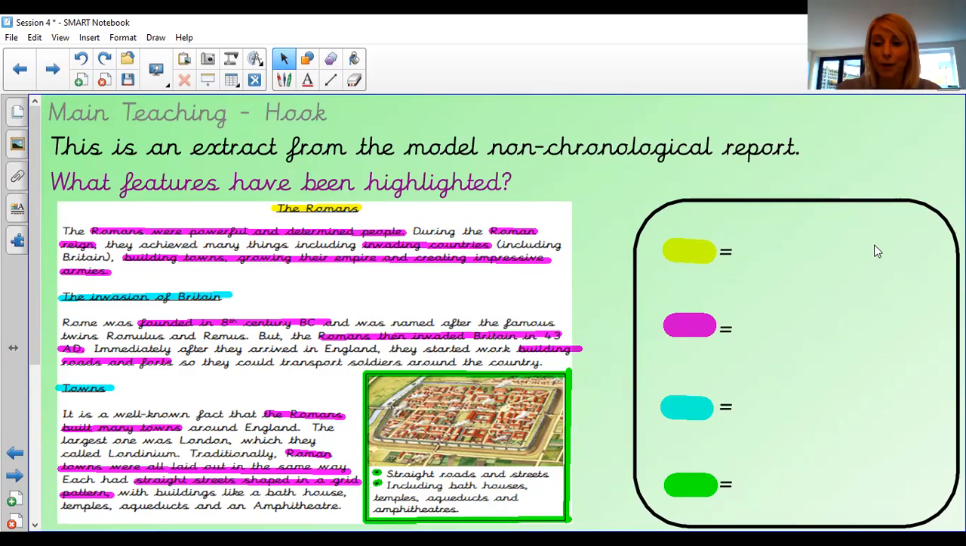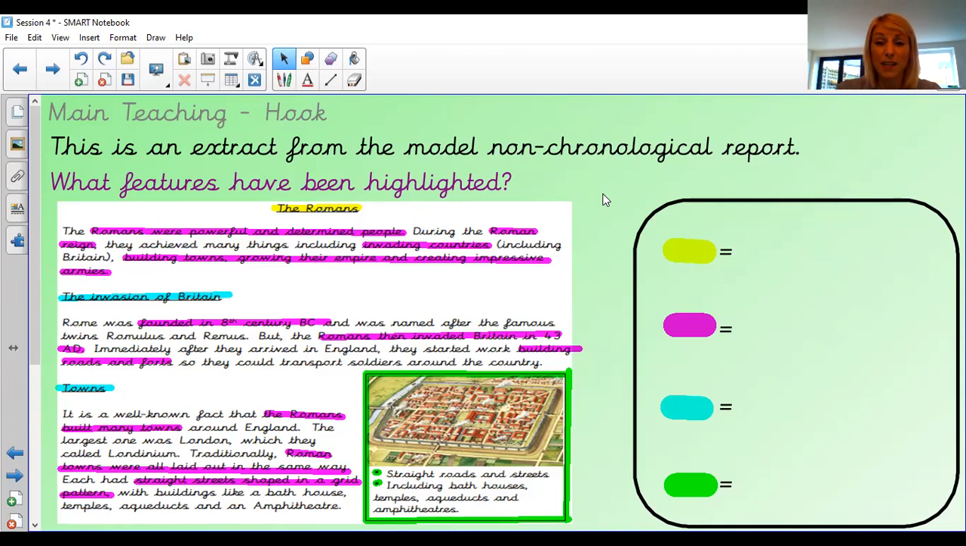I've got my key over here, but I haven't said what each colour represents, and that's your job to see if you can spot, okay? So I've highlighted in yellow just the Romans, nothing else. I wonder what feature I've highlighted there.